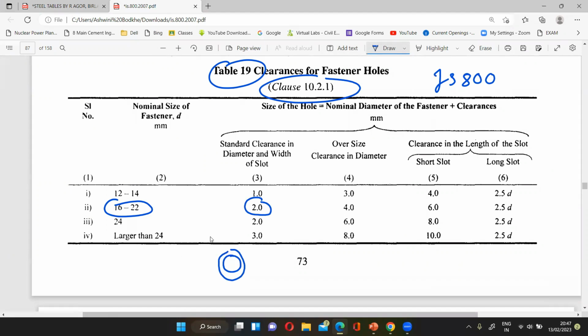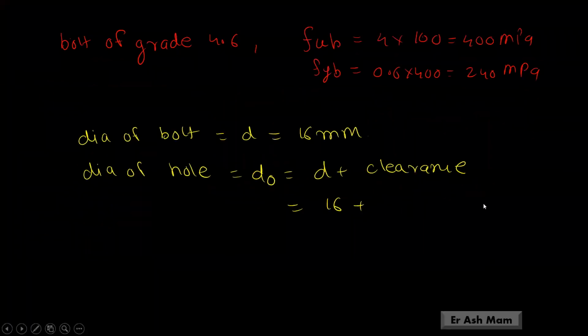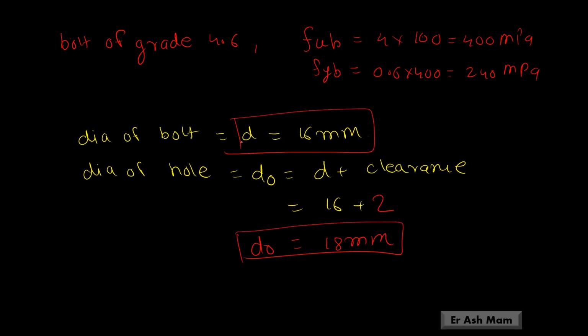So with the help of table number 19, page number 73, clause number 10.2.1, we can take the value of clearance. Therefore, clearance is 2 mm. 16 plus 2, 18 mm. Therefore, the diameter of the hole is 18 mm. The nominal diameter is 16 mm.